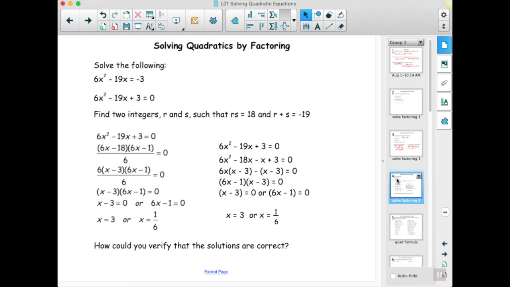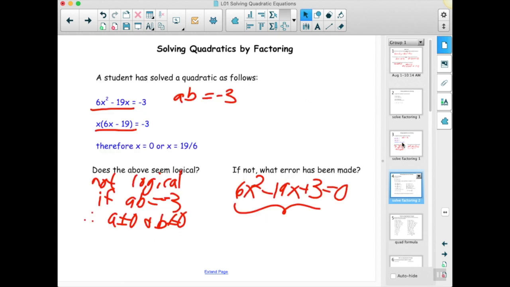All right, continuing on to slide 4. So now we've written it the proper way. It should have been written as 6x squared minus 19x plus 3 equals 0. Cautionary tale when we jump back to there. Do not do this on a test when I give you a test. Some students do this. This is really partially factoring. When you factor, this has to be equal to 0 on this side.